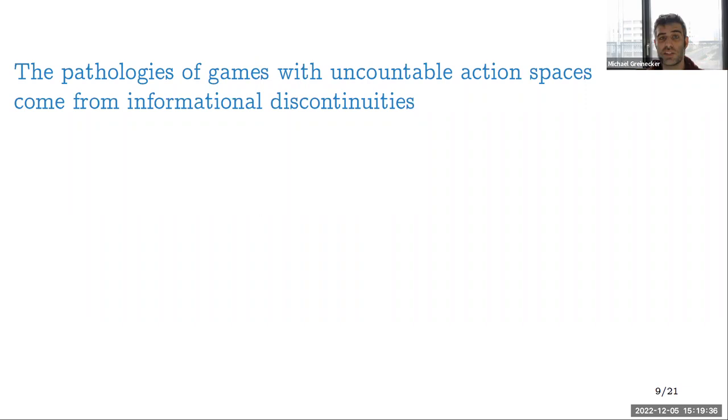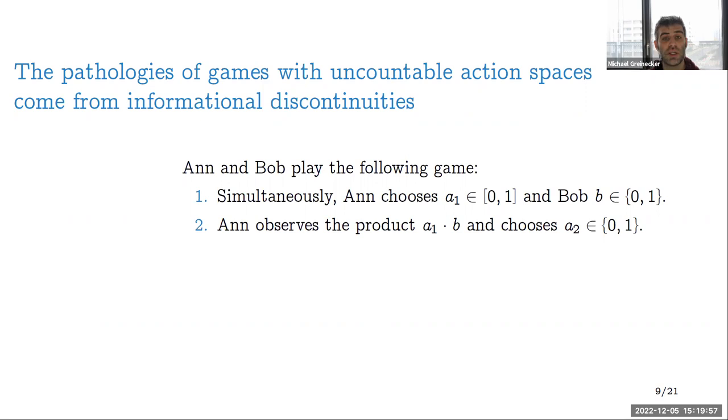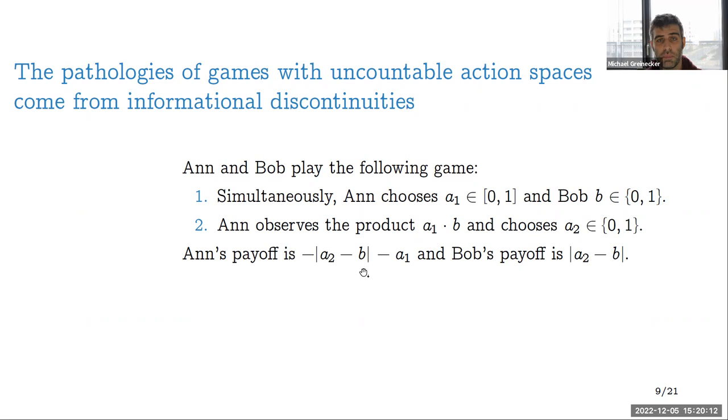It's a very, very simple example. It's basically a very slight variation on matching pennies. There are two players, Anne and Bob, and you play for two rounds. In the first round, Anne chooses a number between 0 and 1, and Bob chooses the number 0 or 1. Then in the next round, Anne observes the product of the two numbers, and she chooses 0 or 1 herself. So the 0 or 1, these are the matching pennies parts. And payoffs are that Anne wants to match Bob's action, so the closer she is to Bob's action, the better it is. But there's also a cost Anne has to pay from her action in the first period. And Bob wants Anne to mismatch his action as much as possible.